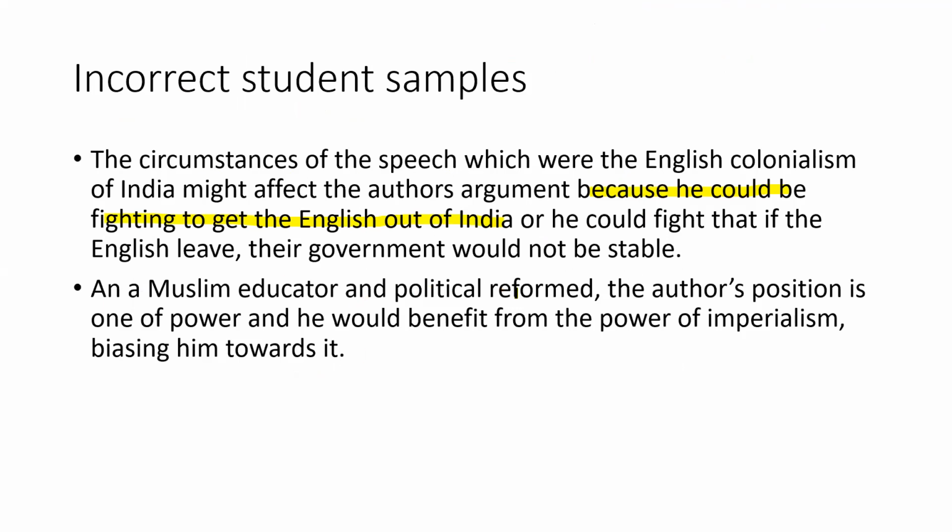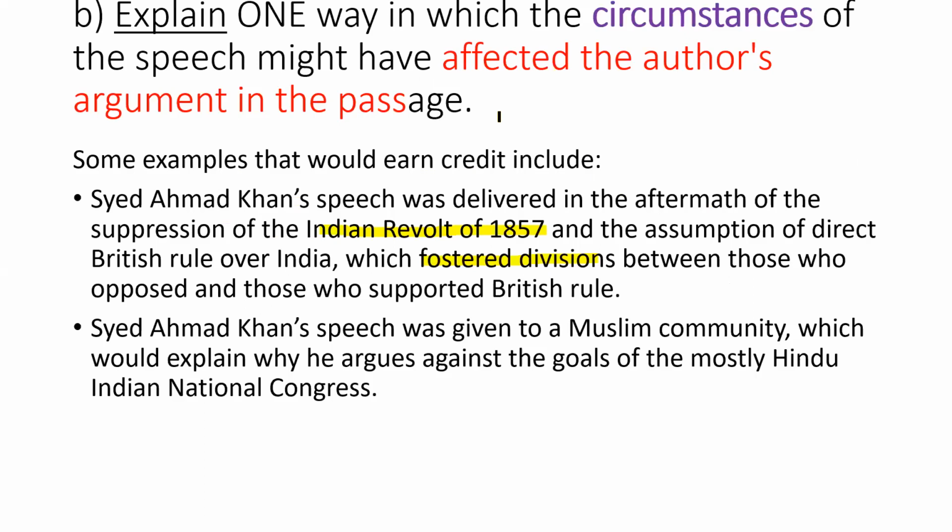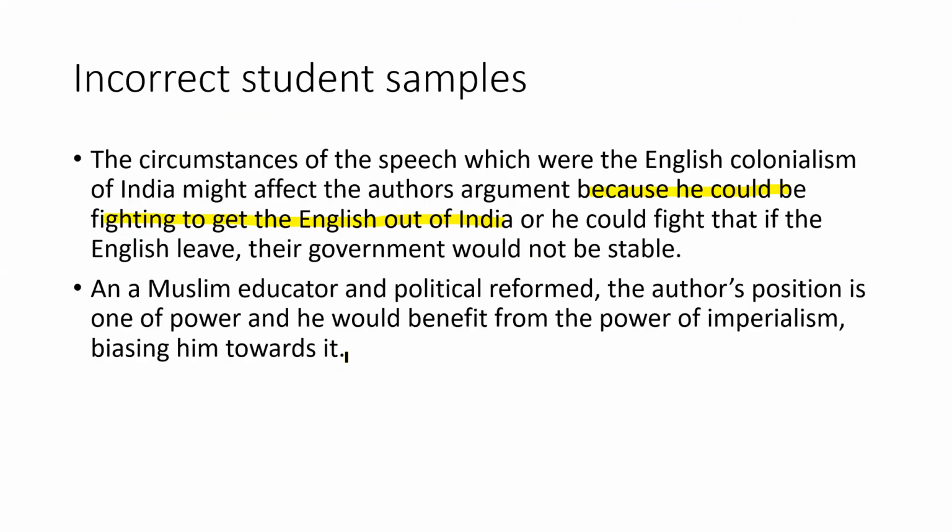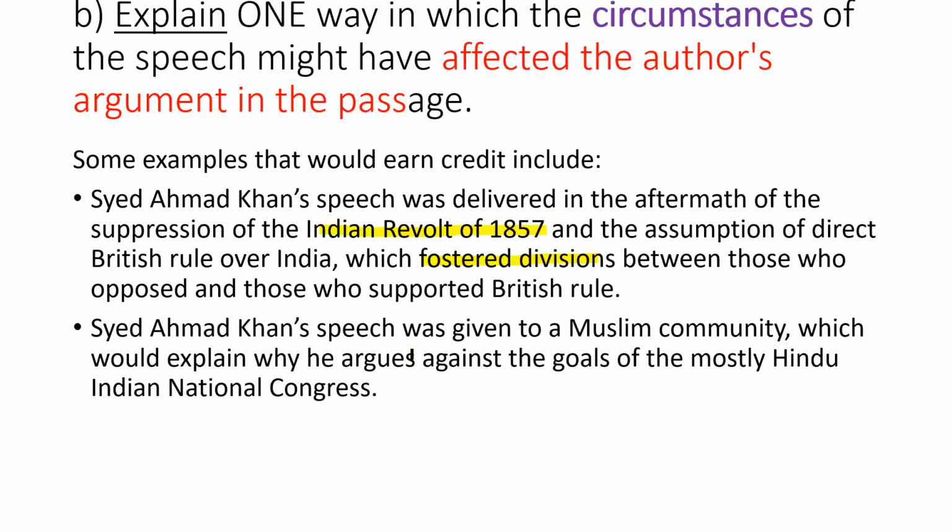As a Muslim educator and political reformer, the author's position is one of power. Already the problem with this is that you're trying to do point of view of the author. That's not what the question is asking. It's asking for circumstances or context. The author's position is one of high power and would benefit from the power of imperialism, biasing him towards it. Okay, let's go back to the question. How does it affect his argument? You are not telling me, even if this is a point of view, how it is affecting the argument he's making. Get into this.